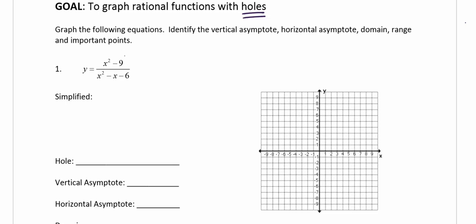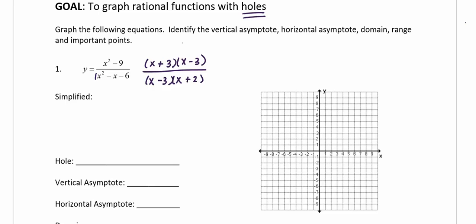So on the top I have x squared minus 9. That's a difference of squares. So x plus 3, x minus 3. And then in the denominator, since I have that lovely 1 in front, I need two numbers that multiply to -6 and add to -1. So that has to be -3 and +2.